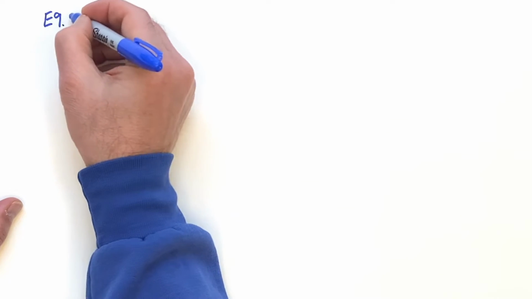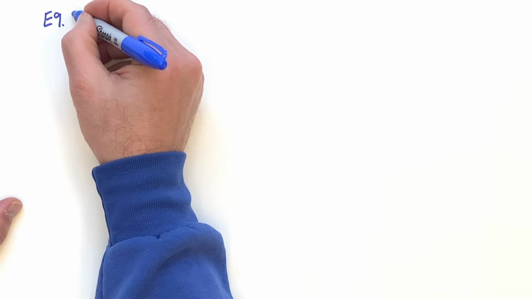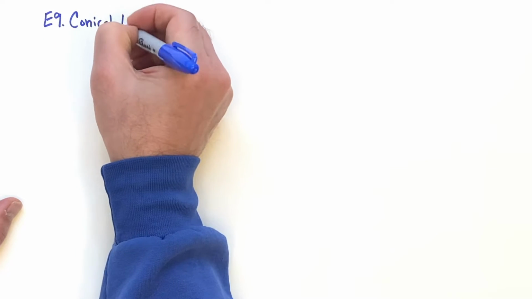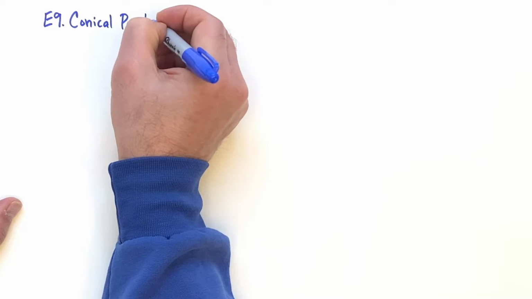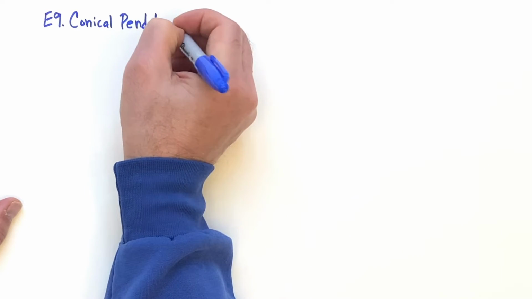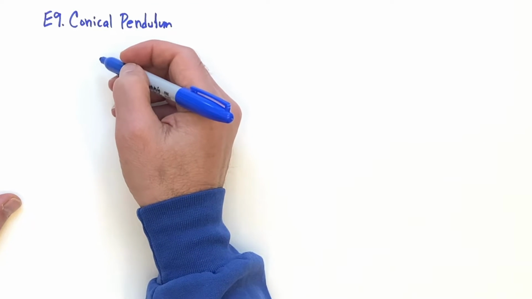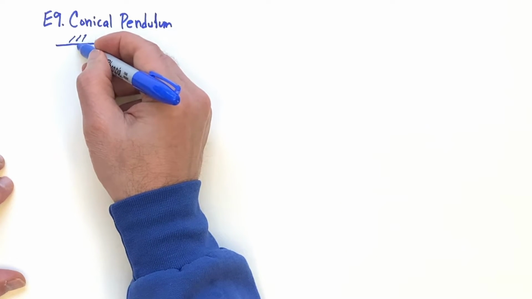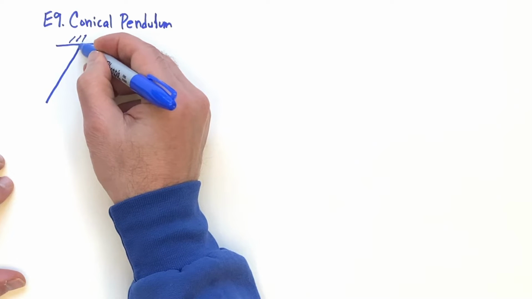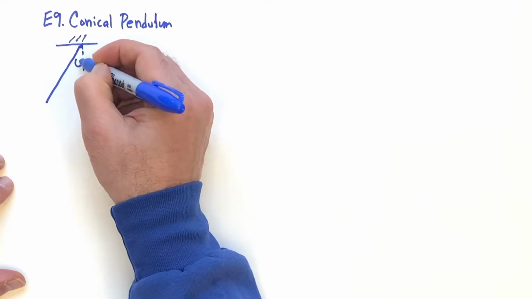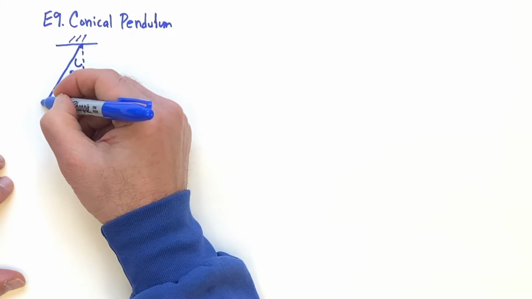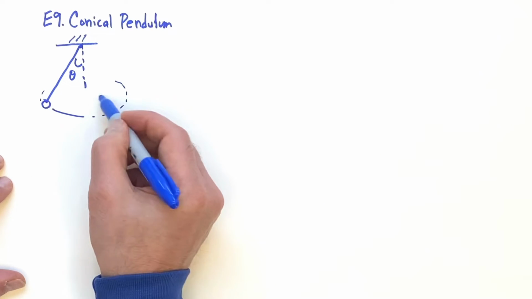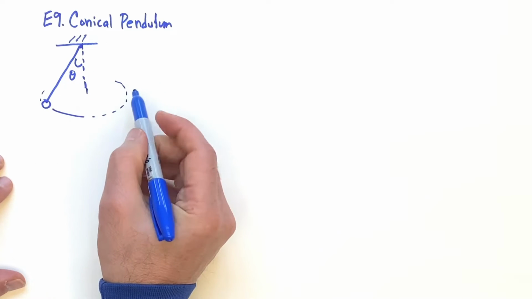E9. And our 10 dynamics problems, we're up to 9. And this is the conical pendulum. Now for a conical pendulum, you have something hanging here like from the ceiling, some angle theta, and this thing's going around, so a horizontal circle.